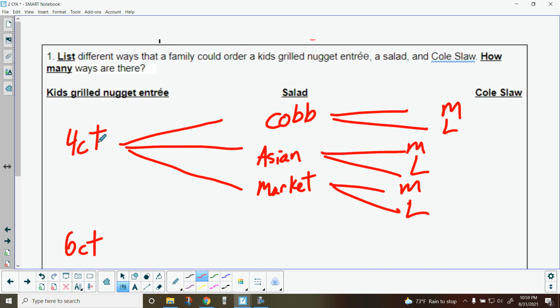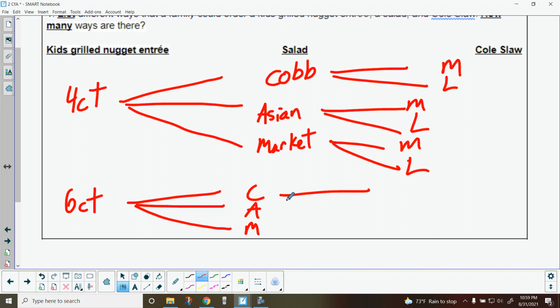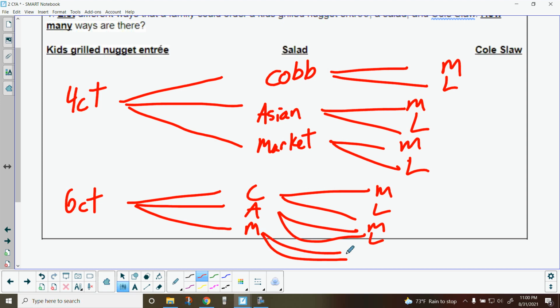Same thing for down here. I'm just going to abbreviate it. Cobb, Asian, the market salad, and then medium, large, medium large, medium large. So if you were to count these up like we did before, 1, 2, 3, 4, 5, 6, 7, 8, 9, 10, 11, 12. 12 total.